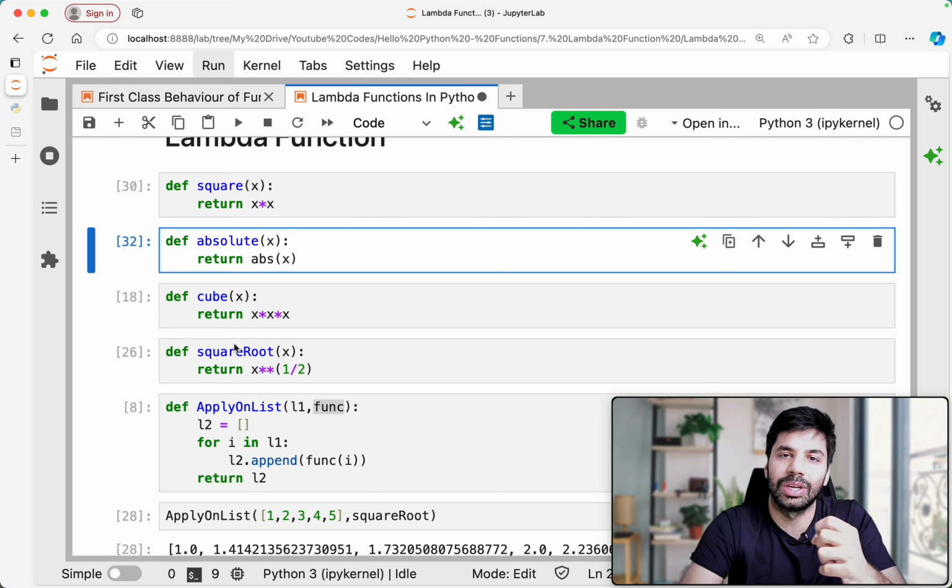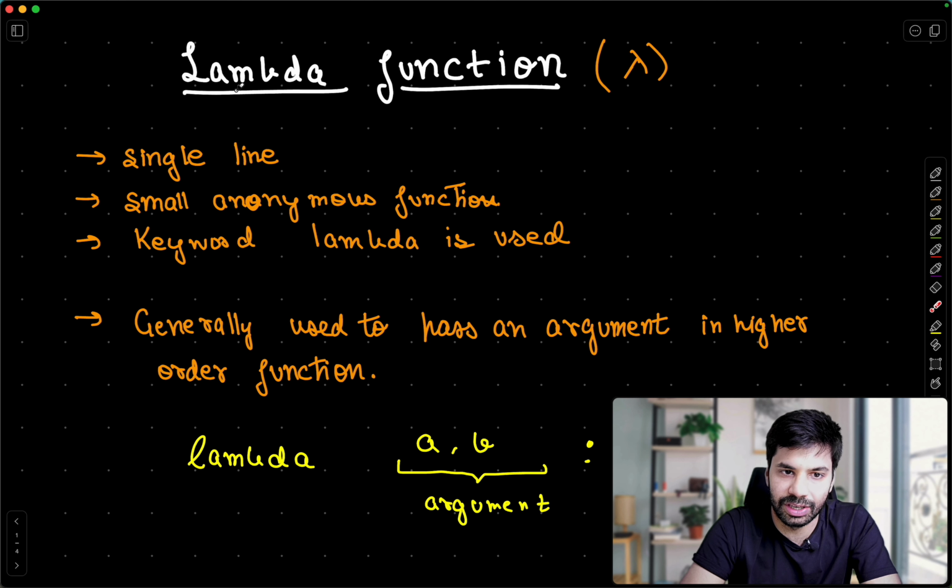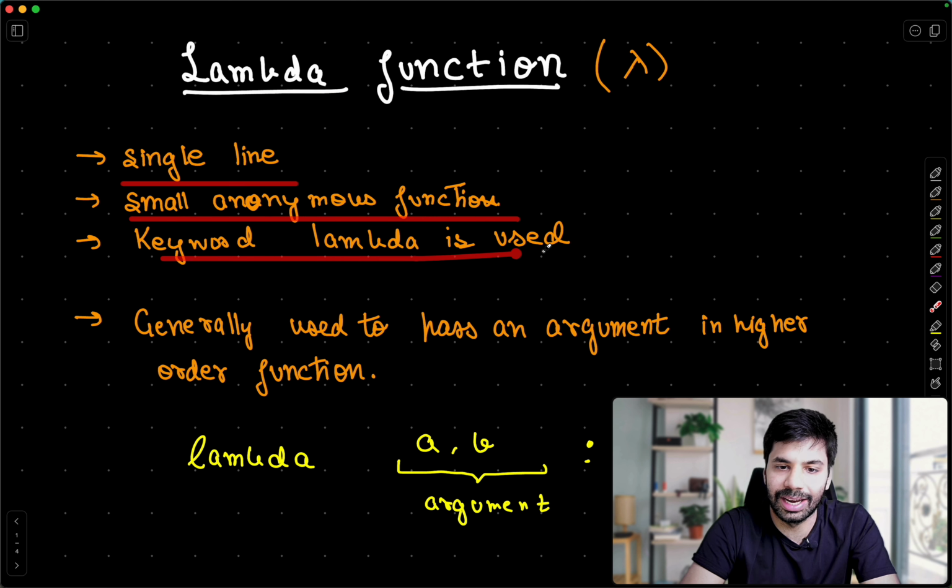Or they are just doing a very easy thing, right? So for that particular use case, Lambda functions are actually done. They are single line, anonymous functions, and the keyword lambda is used to define them.